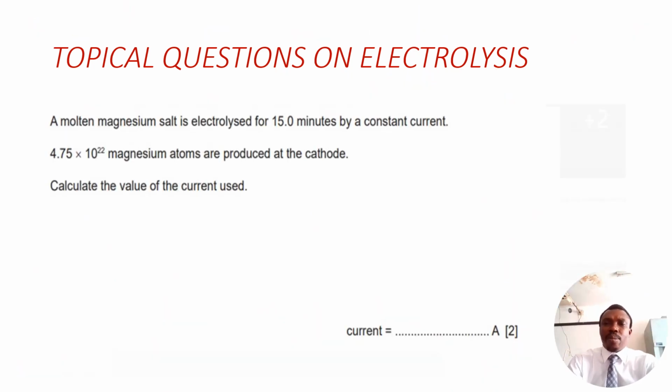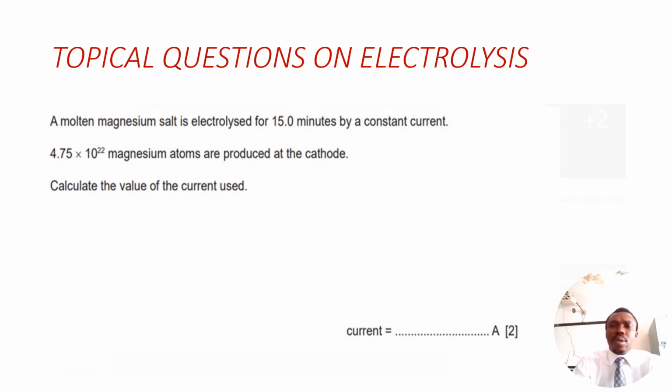So here's another question before us, still on topical questions in electrolysis, which is a continuation of our previous lecture on Faraday's laws of electrolysis and electrolysis in general. The question before us is a typical examination question. A molten magnesium salt is electrolyzed for 15 minutes by constant current. 4.75 times 10 to the power 22 magnesium atoms are produced at the cathode. Calculate the value of the current used.